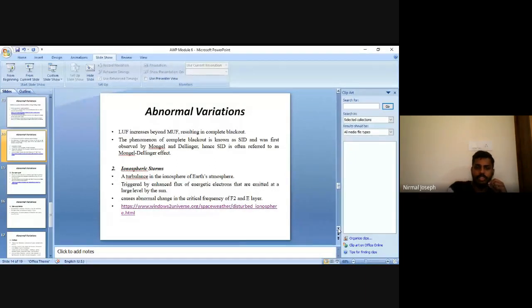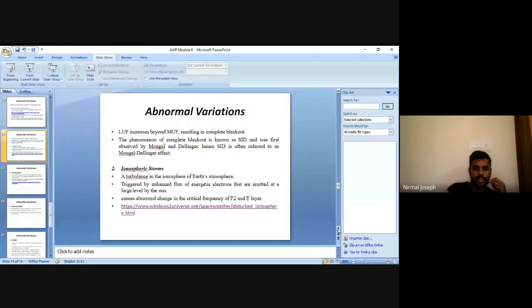So, ionospheric storm. What is an ionospheric storm? It is a turbulence in the ionosphere of Earth's atmosphere. We know what a normal storm is. An ionospheric storm means a storm in the ionosphere. A normal storm is a turbulence in the troposphere, but a turbulence in the ionosphere is called an ionospheric storm.